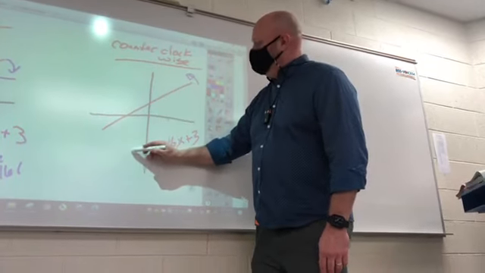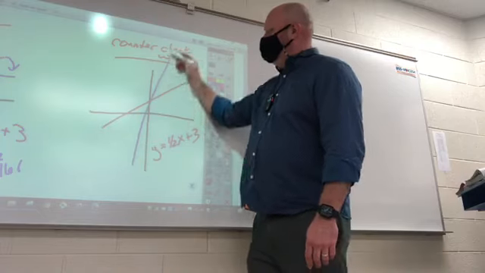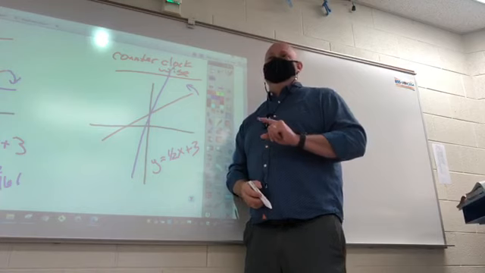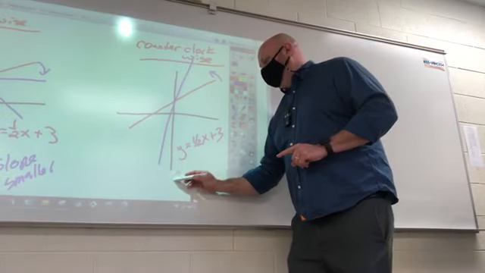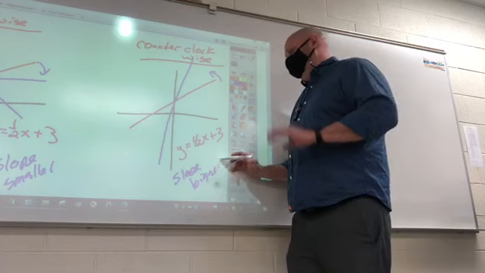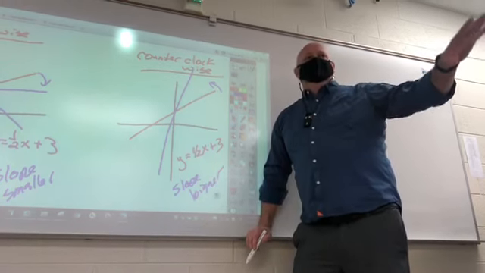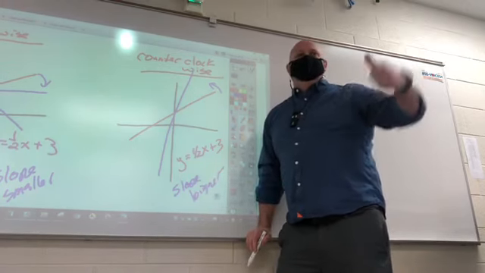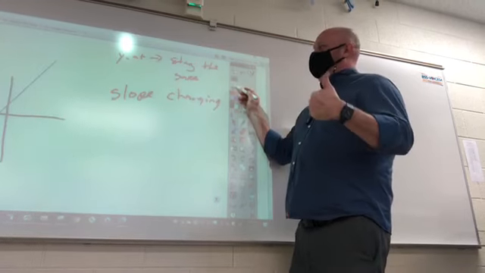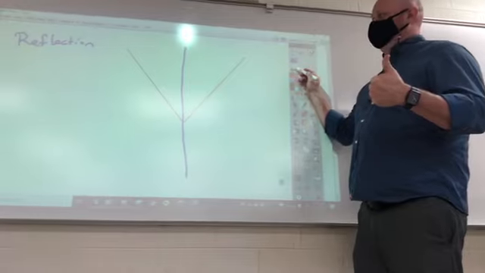If I rotate this counterclockwise, meaning this way, right? So now I might have a line that looks like this. What's happening specifically to my slope? It's getting bigger. The slope gets bigger. Make sense?